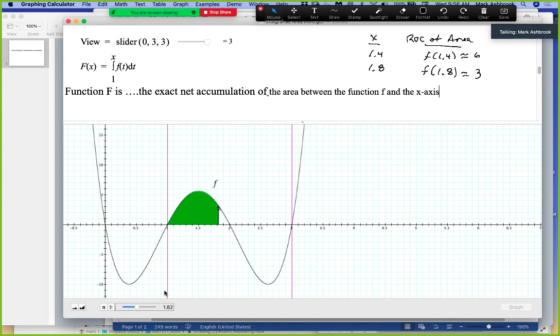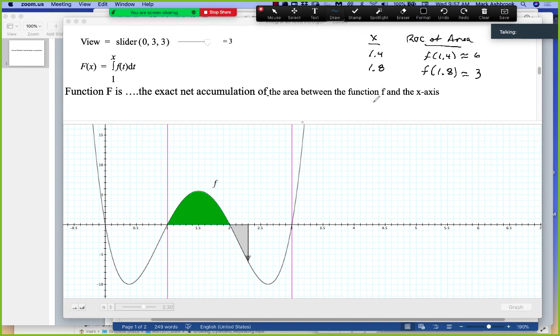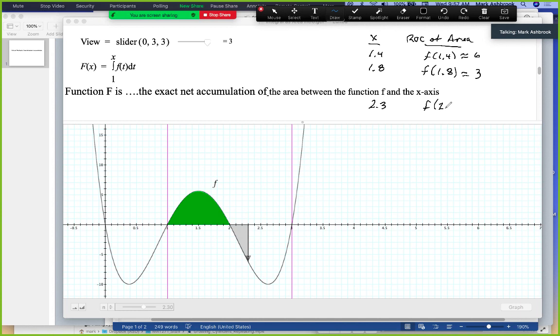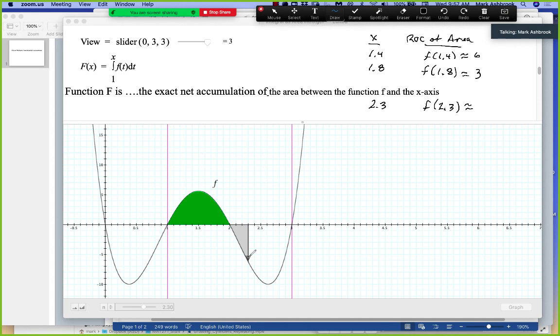Okay, what about let's do 2.3? So what about at x equals 2.3? Rate of change is f of 2.3, which is about what? -6. Yeah, let's see. Sure, about -6.